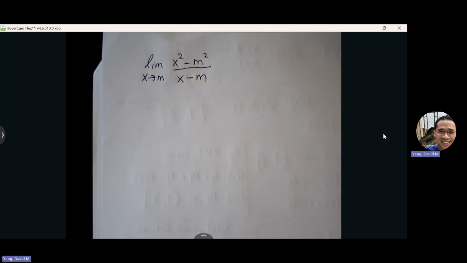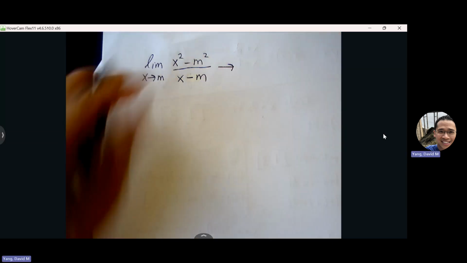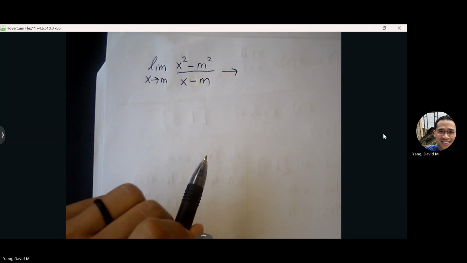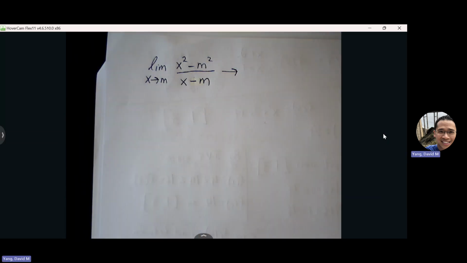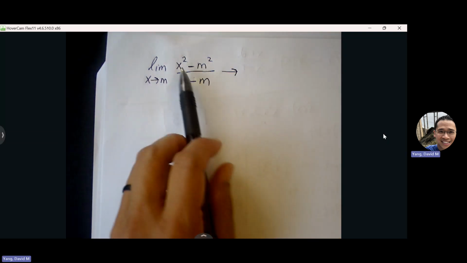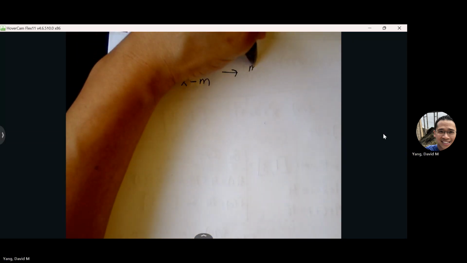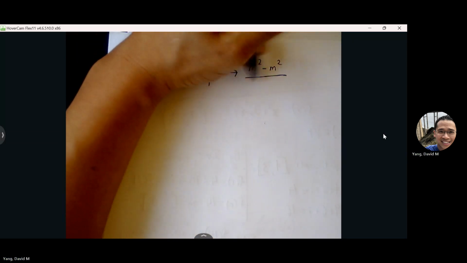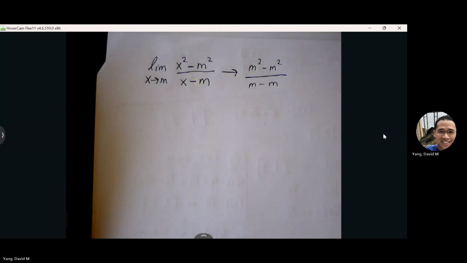Okay, limit as x approaches m of (x squared minus m squared) over (x minus m). Okay, what's first? So how would you do the right substitution for this one? What'd you plug in? I could plug m into x. Yeah, replace all the x's with m's. What do we get?